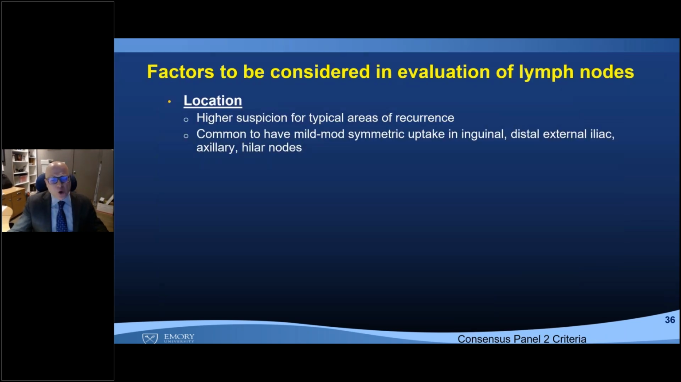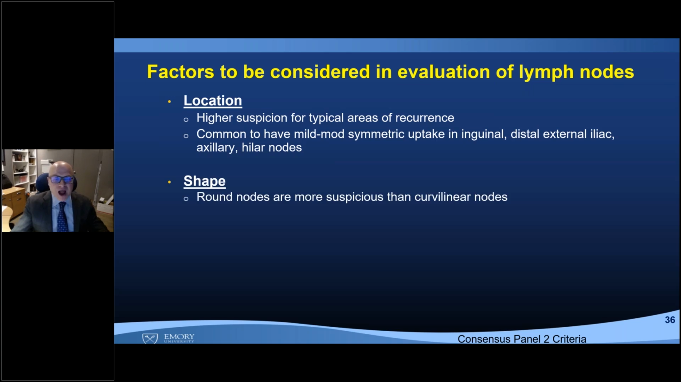Now, it's not only comparison to marrow. There are other factors that should be factored in when you're looking at lymph nodes, such as location. You have a higher suspicion for typical areas of recurrence. It's common to have mild to moderate symmetric uptake in inguinal, distal external iliac, axillary, and hilar nodes.